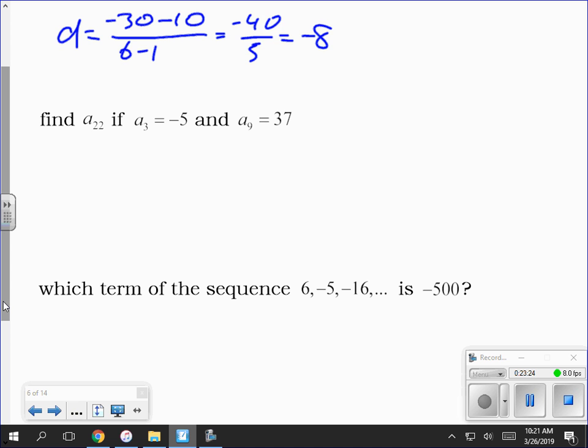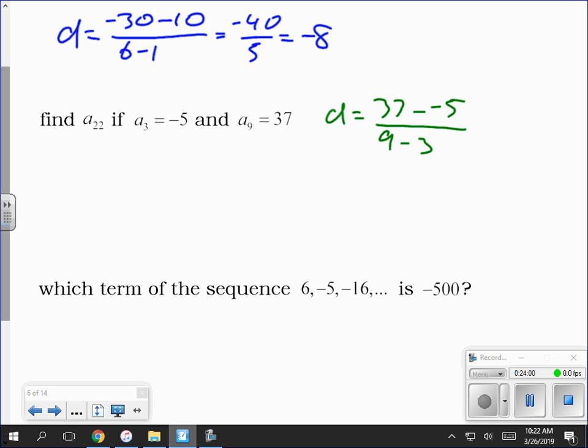Now, this next one's probably the most difficult problem. There's a couple of ways to do this one. First thing, I absolutely have to know what D is. If I don't know what D is, I can't answer this. I need to know my difference. We just went over how to find the D. We did it several times. Same thing here. First step I do is I need to find D. So D is 37 minus negative 5 over 9 minus 3.